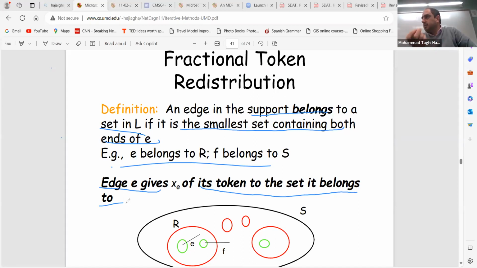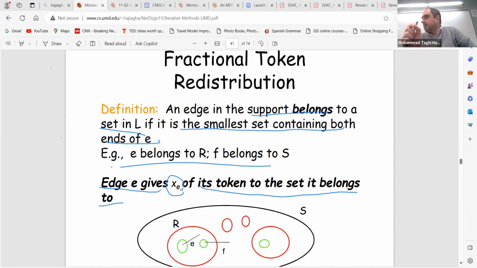x_e, this is one token it has. Currently, it gives only its x_e. Good. So I know that each vertex has degree 1 for the things that we discussed. But each edge gives x_e of its token to the set it belongs to.